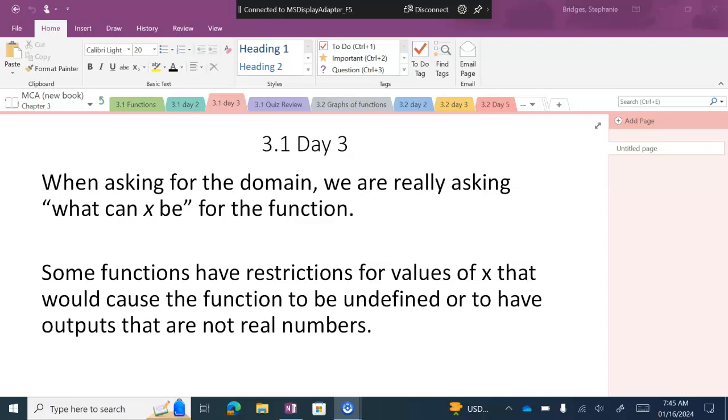If it has a fraction, what values make that denominator zero? That's going to be what we cannot use in our domain. If we have a square root, what values would make that negative? That would be what we cannot have in a domain. Okay? Is everybody good? All right.